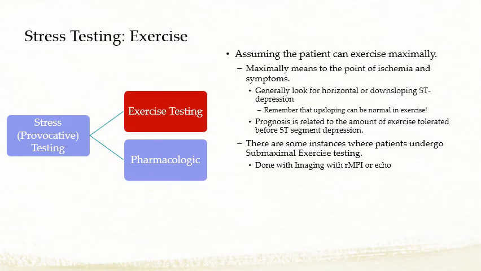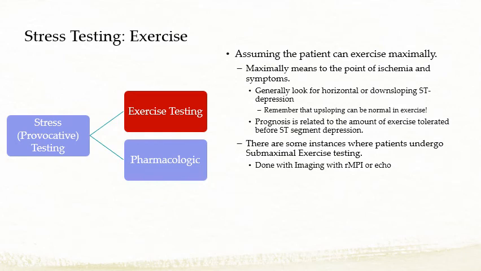Okay, so assuming that the patient can exercise maximally, that means they're going to go through a stress test. What you're looking for is the point at which there is ischemia and symptoms, okay? On an EKG, you generally look for horizontal or downsloping ST depression, right? You're not pushing the patient, seeing the depressions, and then pushing them more until you see elevations, right? We're not trying to cause tissue death. We're just trying to cause oxygen deficiency and tissue damage, and maybe not even damage. Like I said, we're looking mainly for ischemia. So we look for horizontal or downsloping ST depression.